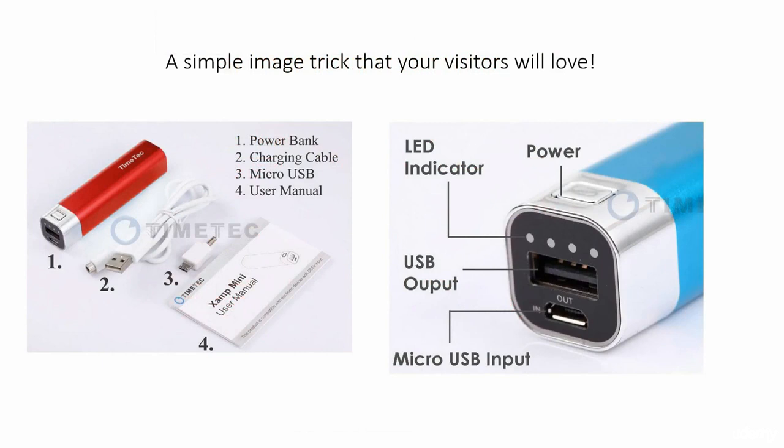So the example on the left, this is a simple infographic. The parts of the product, so the components of the product, are laid out and they're numbered 1, 2, 3, 4. And then you've got 1, 2, 3, 4 describing what they are: power bank, charging cable, micro USB and user manual. And the infographic on the right is just basically pointing to each part of this USB charger, whatever it is, and telling the user just exactly what these parts are. Very, very simple, but very effective.